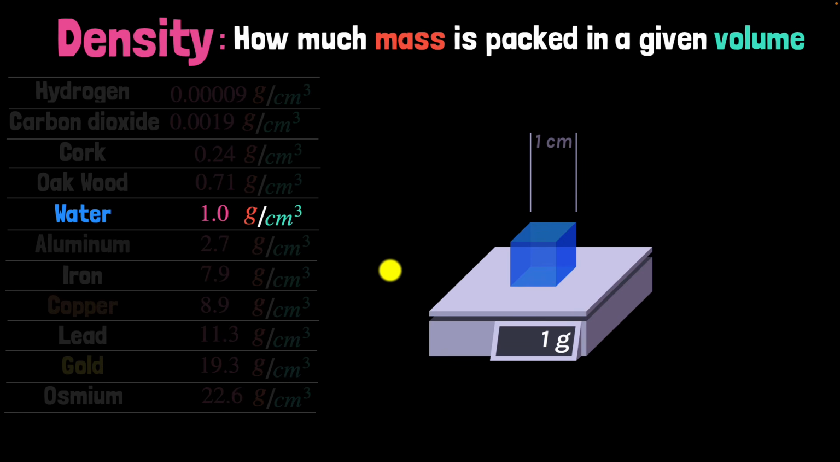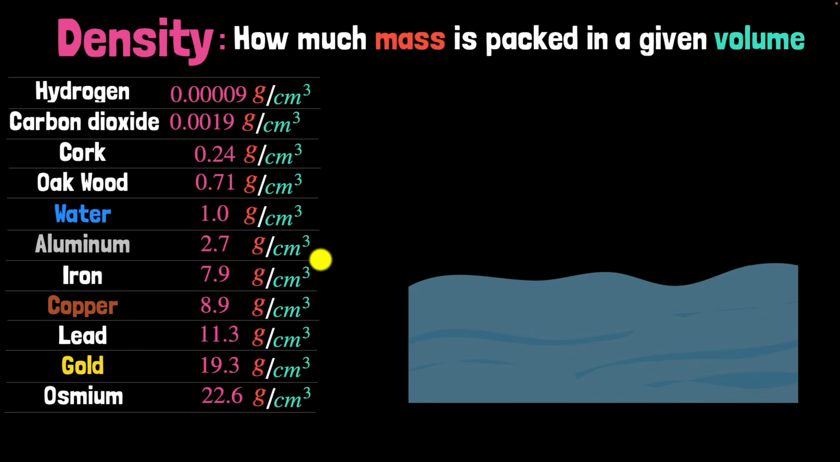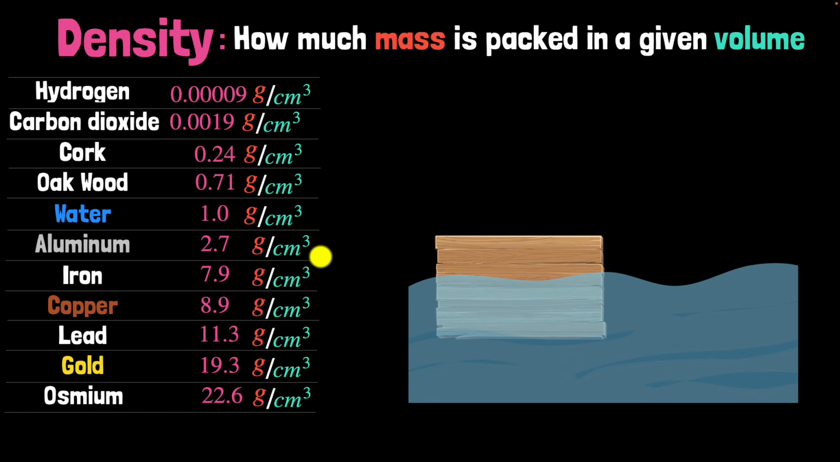And this is pretty useful in predicting whether stuff will sink or float. Stuff that has a density less than that of water will float, and stuff that has a density more than that of water will sink. This is why, for example, if you take a big piece of wood, let's say oak wood, since it has a density less than that of water, it will float. And even if you take a very tiny piece of an iron nail, because it has a density more than that of water, it's going to sink.